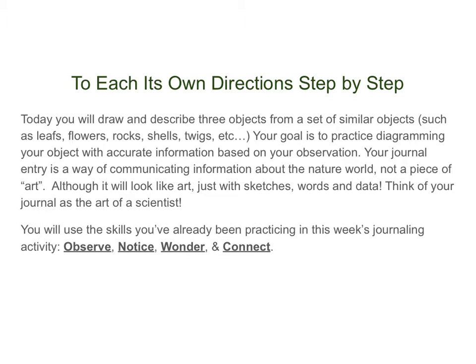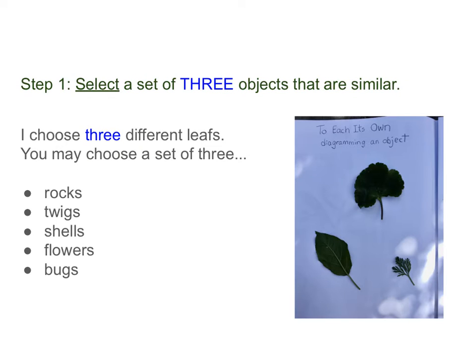You will use the skills you've already been practicing in this week's journaling activity. First, you observe: I notice, I wonder, and make connections. Step 1, select a set of 3 objects that are similar. I chose 3 different leaves. You may choose a set of 3 rocks, twigs, shells, flowers, bugs, anything that looks interesting to you.